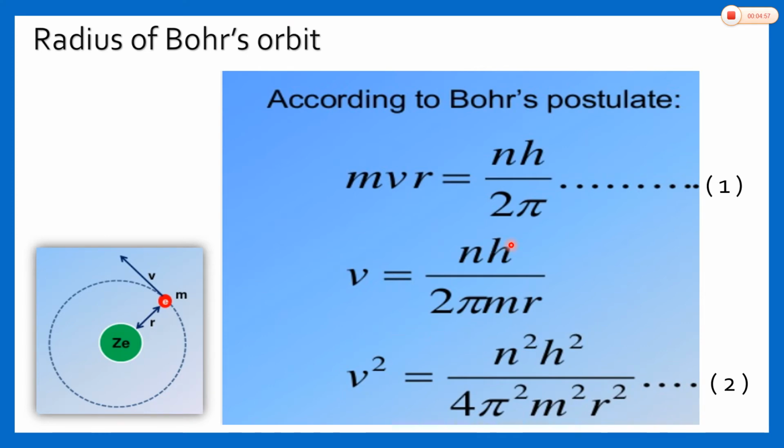What we can write here on the right side? n square h square upon 4 pi square m square r square. Is it clear? Now this is the equation for the square of velocity, v square. Now we use the first postulate.